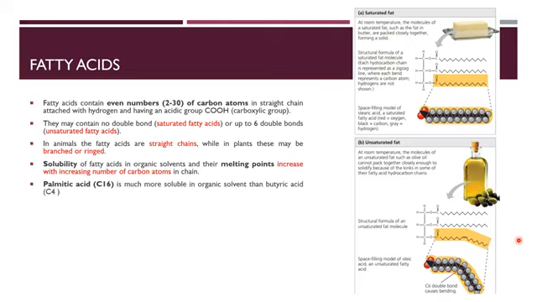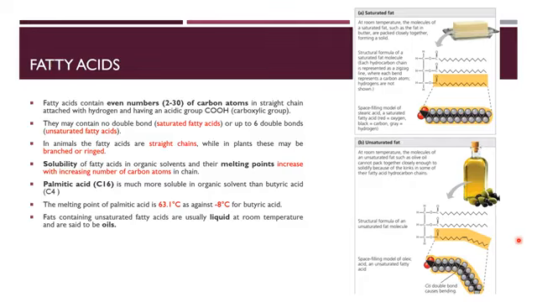Okay. So palmitic acid is 16 carbon fatty acid. So butyric acid is 4 carbon. So definitely palmitic acid will have much more solubility and will have much more melting point than the butyric acid. Okay. So melting point of this palmitic acid is 63.1, but for butyric acid, it's much less, that is -8 degrees Celsius. And the fats that are containing these unsaturated fatty acids are actually liquid, but the fats that are containing saturated fatty acids are solids.